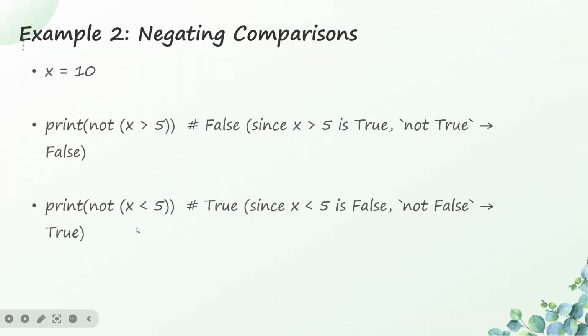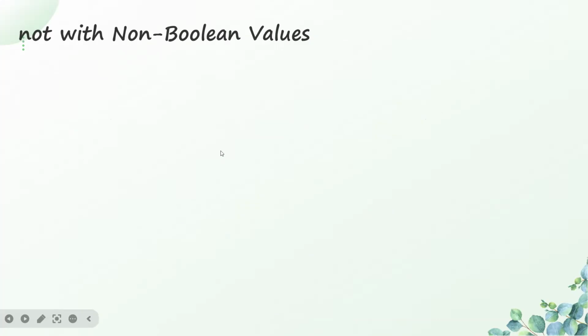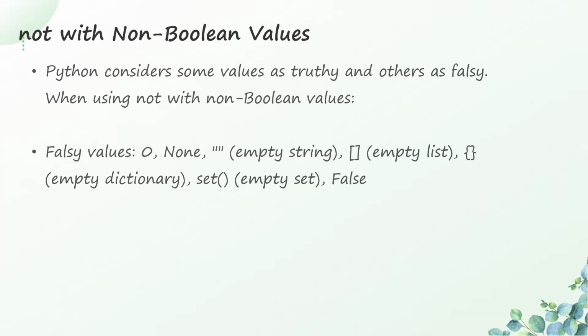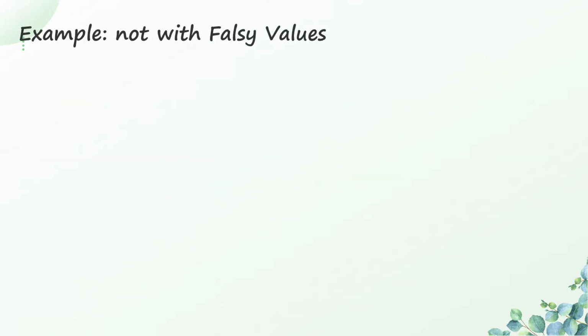Okay, so the same thing we have here, x is less than 5 gives us false, then you negate it to give us true. So this also works with non-Boolean values. When you use not on 0, a non-empty string, an empty list, an empty dictionary, an empty set, or False itself, they will give you true. When you use not on a truthy value, it will give you false.